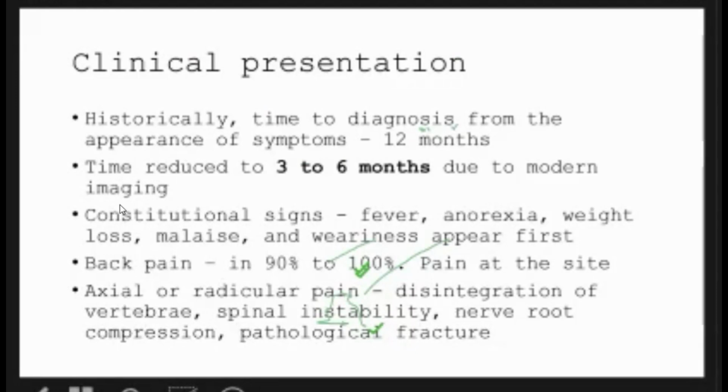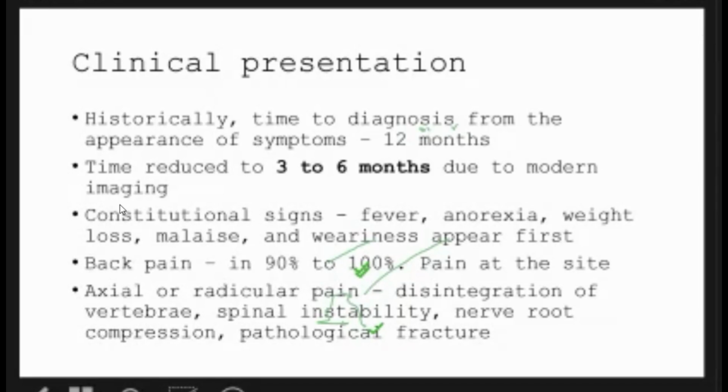They tend to start with some constitutional symptoms, as you know, and virtually all of them, nearly 90 to 100%, have back pain. The pain tends to be more at the site of the lesion, and it could be central pain, which we call axial pain, or it can be radicular in nature, which means you get shooting pain or numbness along your legs and arms. This could be due to the pathological process causing disintegration of the bone, causing collapse and subsequent instability. The neural elements can be compressed, causing back pain and radicular pain, and eventually it may give rise to pathological fracture.